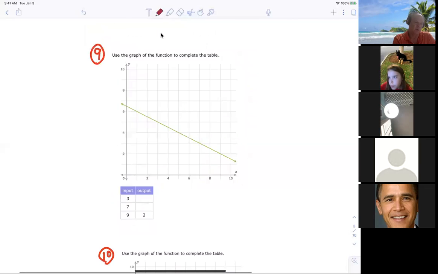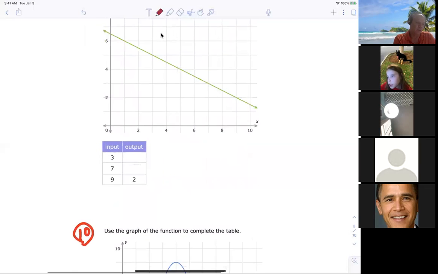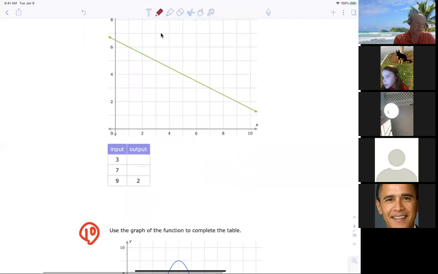All right, let's see, we're doing 9. When x is 3, what's the y value going to be? Someone tell me. 5. Yay. And then x is 7. All right, I'm pretty happy with that. Is everybody agreeing with me? We're just trying to find the points on the graph.